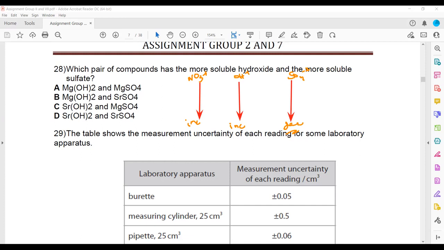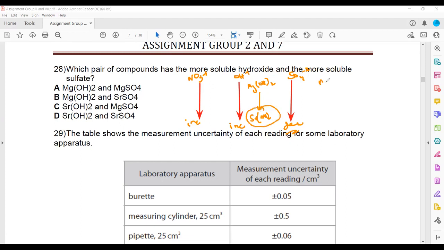So which pair is more soluble? When we check the positions, we have magnesium in the question, with hydroxide and sulfates. So we have magnesium hydroxide and we have strontium hydroxide. As we go down the group, the solubility increases. So which one will be more soluble? Strontium hydroxide should be more soluble. So the solubility of strontium hydroxide should be more.